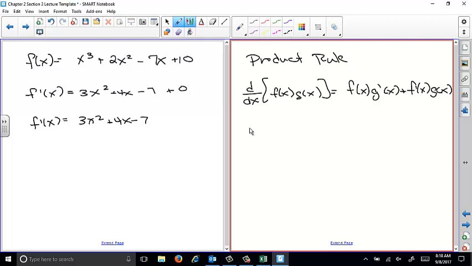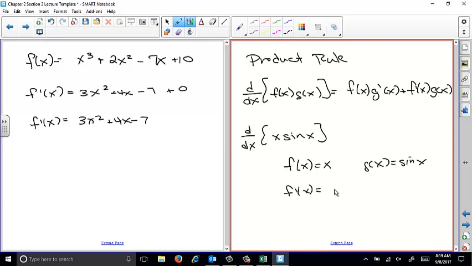So let's use an example here. Let's say I want to find the derivative with respect to x of x times the sine of x. So that's a product. I'm going to write the functions down here. f of x would be equal to x, and g of x would be equal to the sine of x. So the derivative f prime of x is going to be 1, and g prime of x equals the cosine of x. We use the power rule, but we just said anytime you have a variable raised to the first power by itself, the derivative is just 1, and we said the derivative of the sine is the cosine.